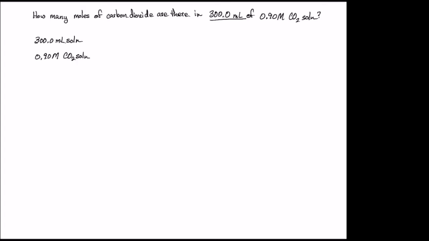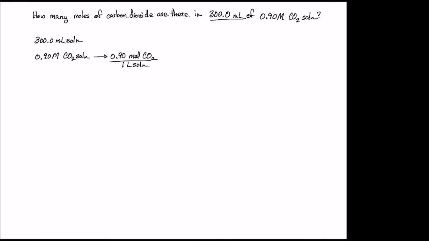Anytime I see a concentration unit, my first instinct is to dissociate that concentration unit into its units. So that 0.90 molar carbon dioxide solution becomes 0.90 moles of carbon dioxide per 1 liter of solution. By separating the concentration unit into its components, you can see that the concentration unit actually consists of two different units, an amount and a volume, whereas the 300.0 milliliters of solution consists of only one type of unit.